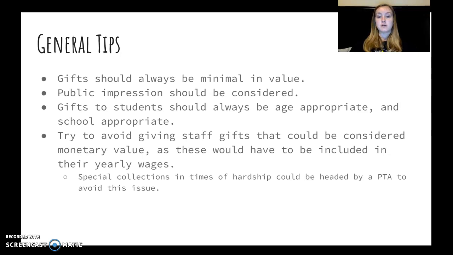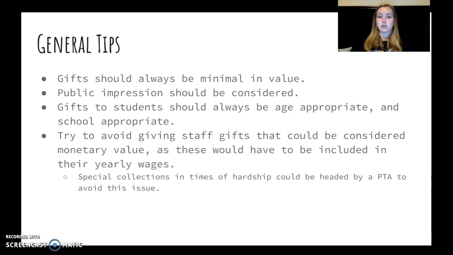Gifts should also always be age appropriate, obviously, when they're students, and school appropriate, no matter who they're being given to. So you don't want to encourage anything that your school shouldn't be supporting. And then try to avoid giving staff gifts that could be considered monetary value. That could either be cash gifts, or gift certificates or something that would be redeemed for cash. These would have to be included in your staff's wages, and you don't want your staff being taxed on something that you meant as a gift. So you have to be careful to buy tangible gifts rather than monetary gifts for your staff.